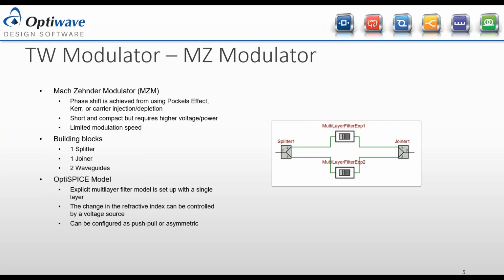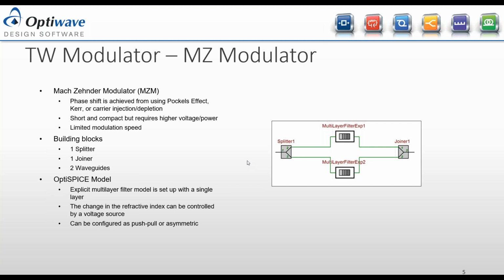Okay, so the basis of a traveling wave modulator is actually a standard Mach-Zehnder modulator. So I'm just going to briefly describe how a Mach-Zehnder modulator can be built in OptiSPICE. The basic components are a splitter, a joiner, and then 2 waveguides. Now these 2 waveguides can be controlled, so the refractive index of these waveguides can be controlled using a voltage source, and it can be changed.